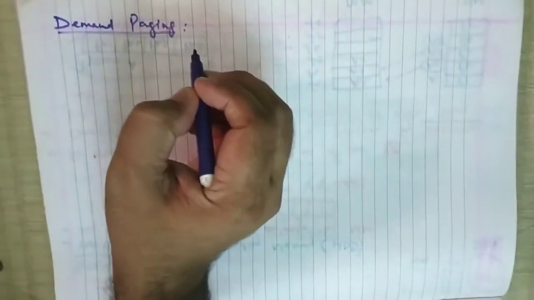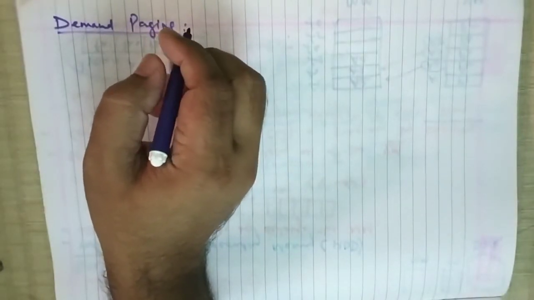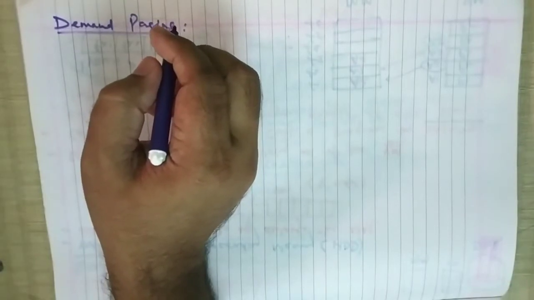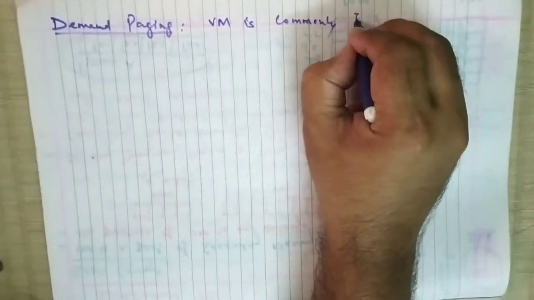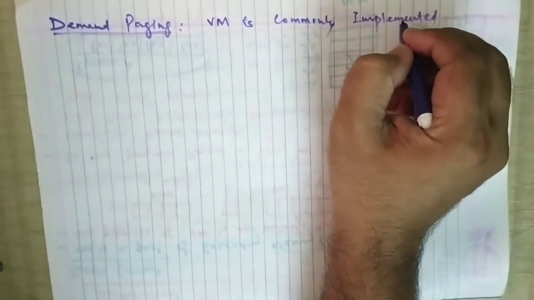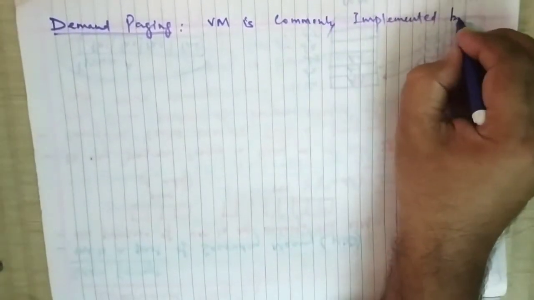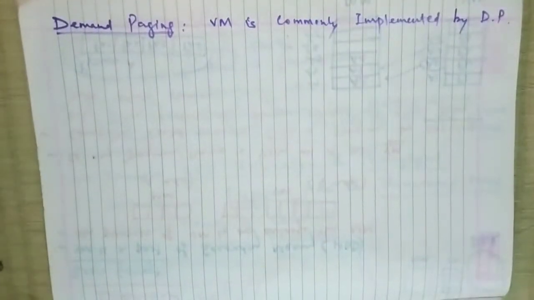So what is demand paging? Demand paging is commonly used in the virtual memory system. Virtual memory is commonly implemented by demand paging. Then come to the next point.